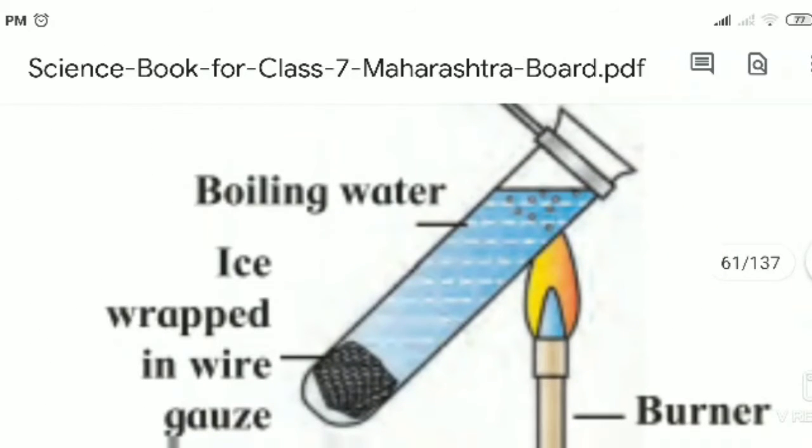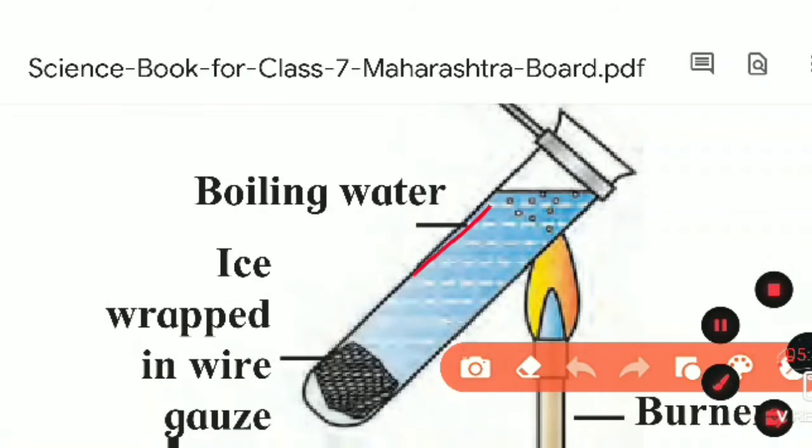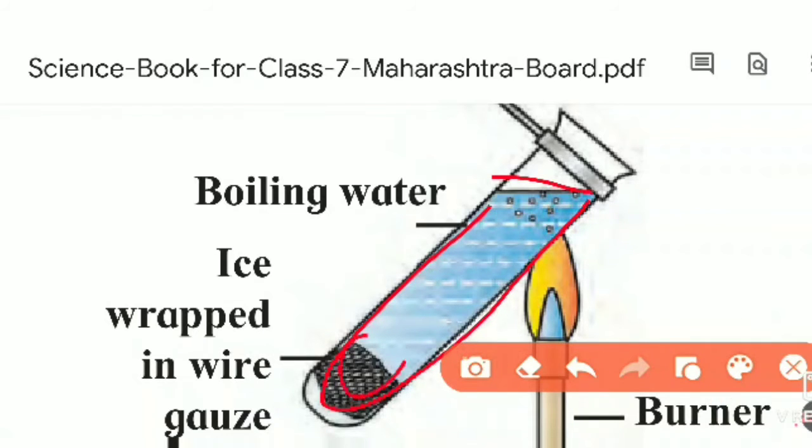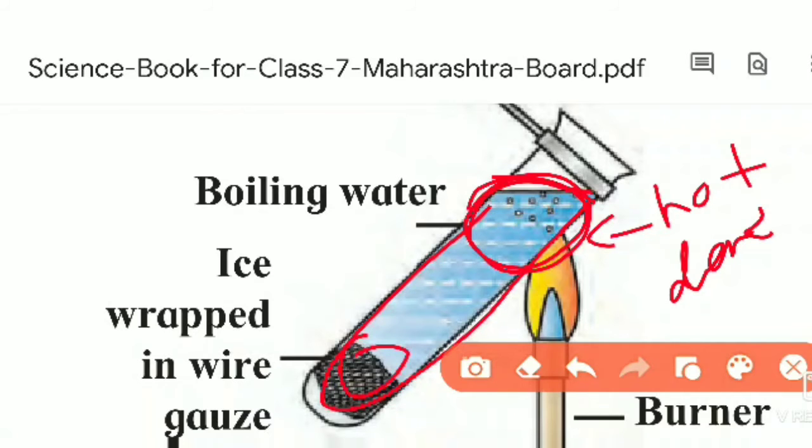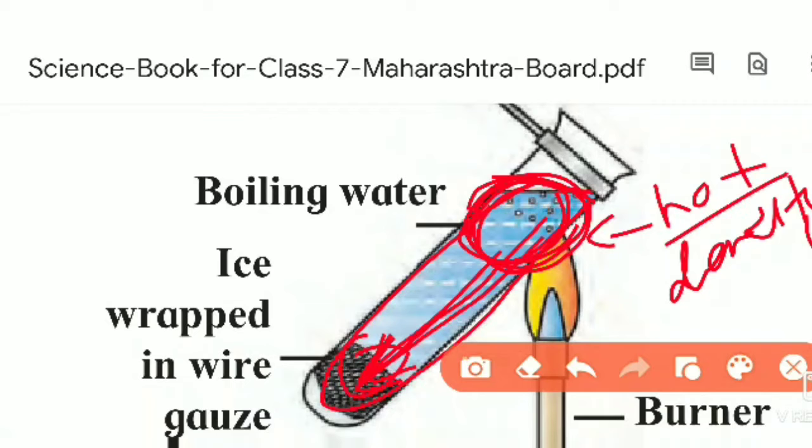When we provide heat here, the water from this area becomes hot. Hot water's density decreases. So that hot water is lighter than the cold water, so it remains at this place only. It does not come downside, meaning heat does not get transferred from this upper part to the lower part. So this is happening, and the heat is not transferred here, and that's why the ice remains as it is.